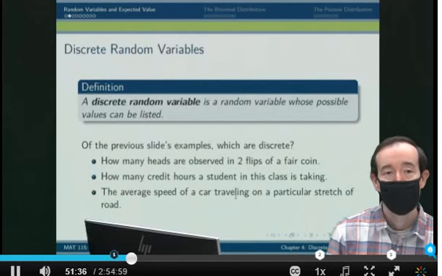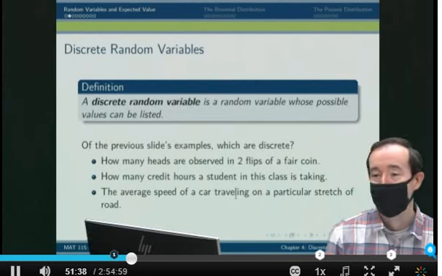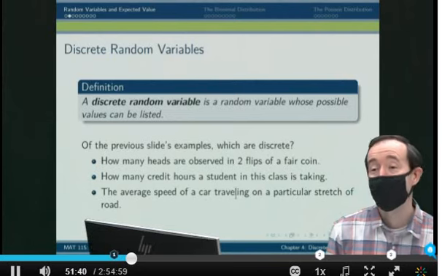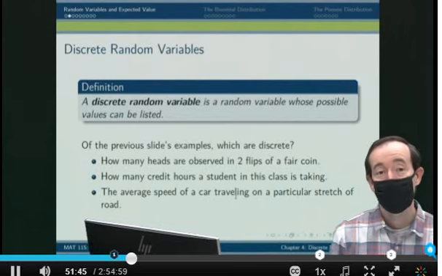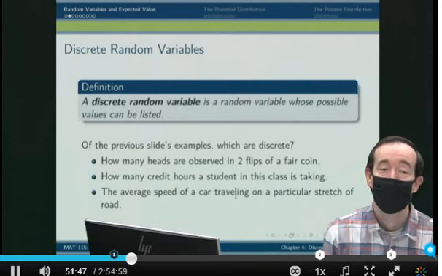Coin flip. Alright, the coin flip. That's certainly discrete. I can list out the possibilities. In fact, I did that a moment ago. There can be 0 heads, 1 head, or 2 heads. That's definitely a discrete random variable.